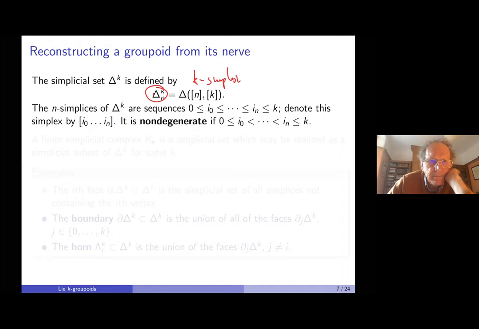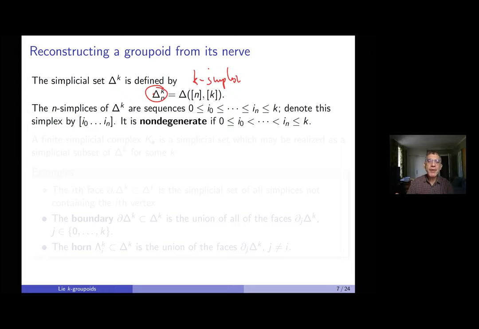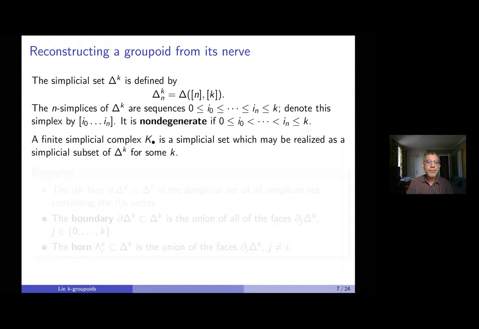And so you see that the n simplices of delta K are the weakly increasing sequences of n plus one natural numbers between zero and K. And the simplex is non-degenerate if they're strongly increasing, if they never repeat, okay? So if you think about it, that's just the geometric structure of the usual geometric K simplex. So a finite simplicial complex is then a simplicial set, which is a subset of delta K for some K, right? And we're going to be interested in the following examples.